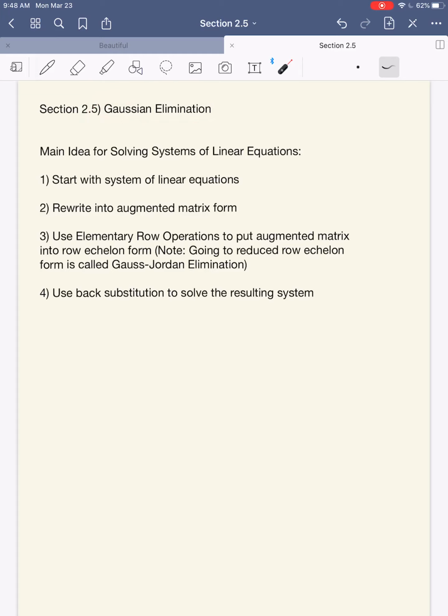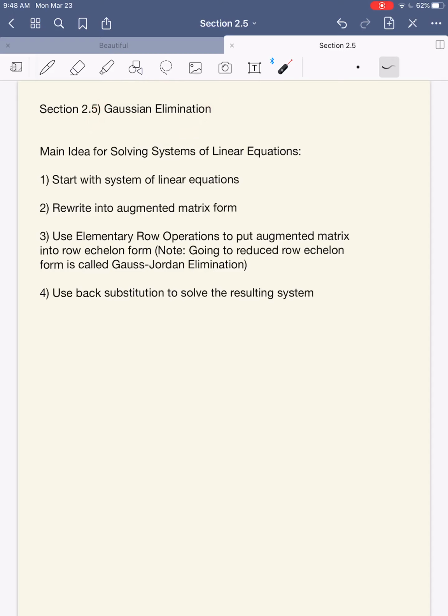If you go all the way to reduced row echelon form, remember, reduced row echelon form requires that all elements above a leading one are also zero, then you're actually running what's called Gauss-Jordan elimination. For this class, it won't matter which technique you use. Your textbook sometimes asks you to do one or the other, but for our class, we'll just do whichever one is convenient for us, most of the time just doing Gaussian elimination.